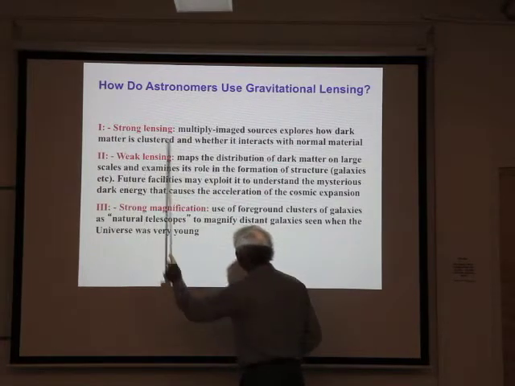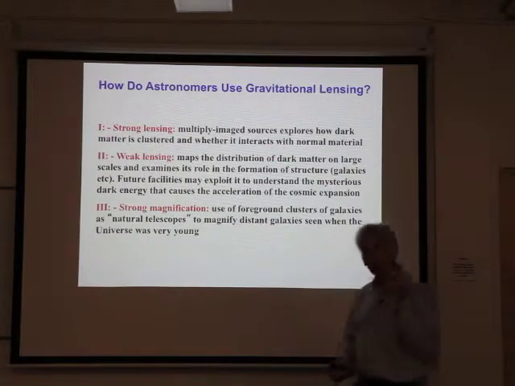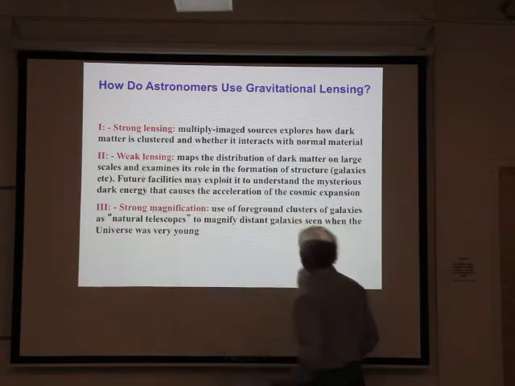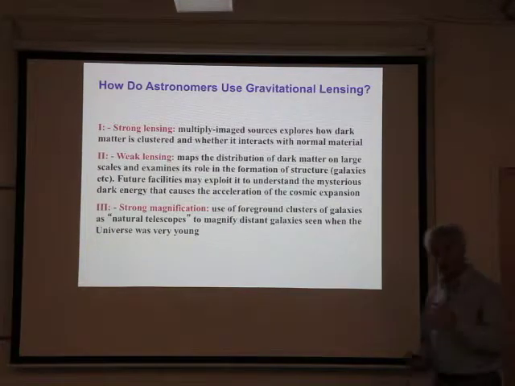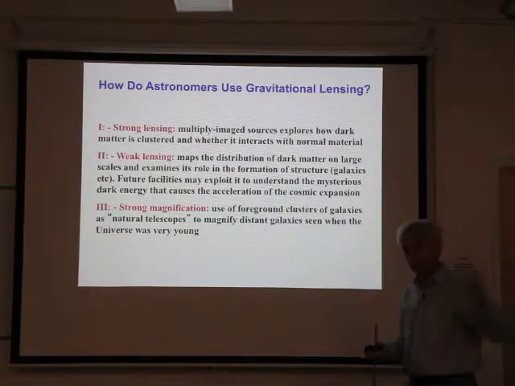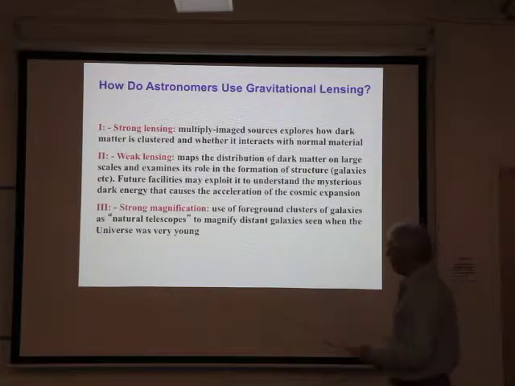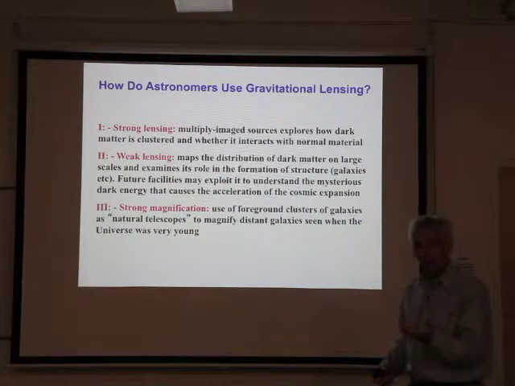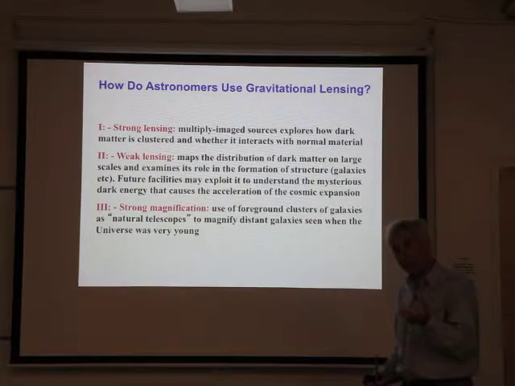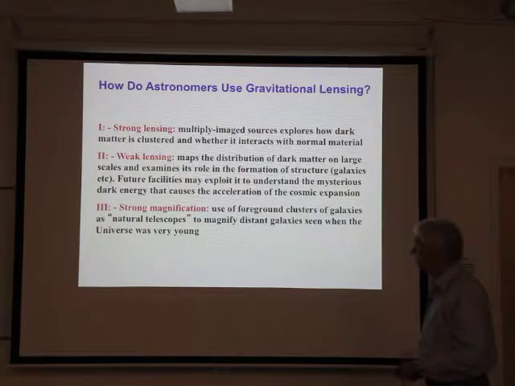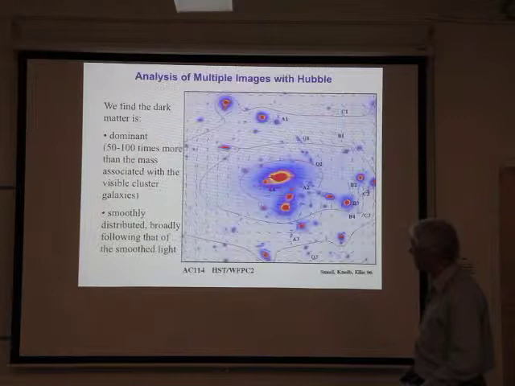This is sometimes in the business called strong lensing, because you need a very strong gravitational field to induce multiple images. But weak lensing is another technique which maps the distribution of dark matter on much larger scales. So this is telling us about cosmology on the very largest scales. And then finally, we use gravitational lensing as sort of telephoto lenses that we attach to our telescopes to make them more powerful so that we can see distant objects more easily than we would otherwise be able to do. So I'll just show a few illustrations of these three techniques.